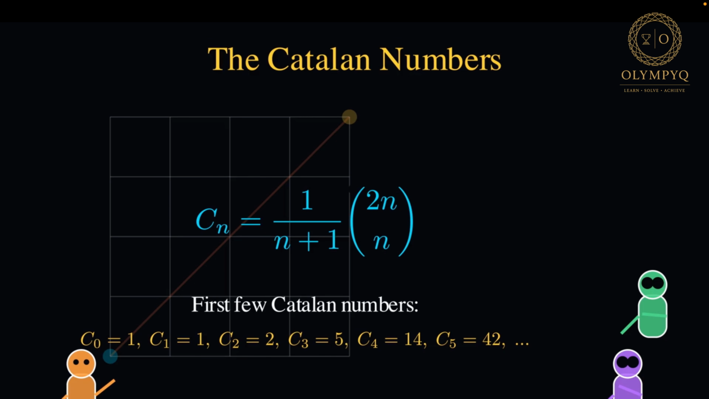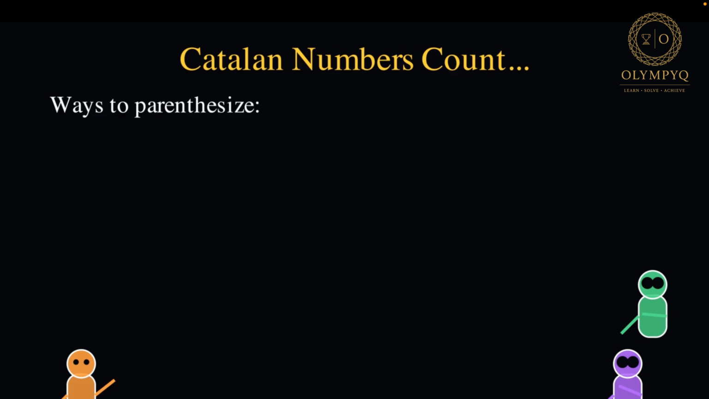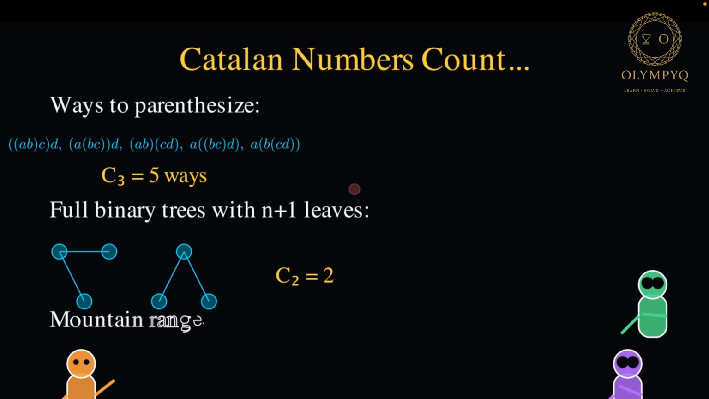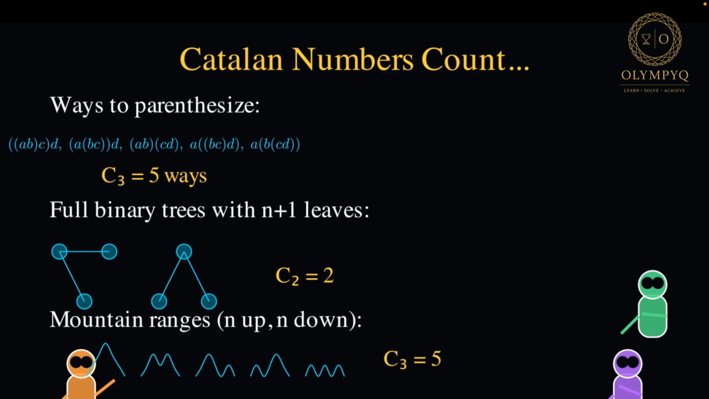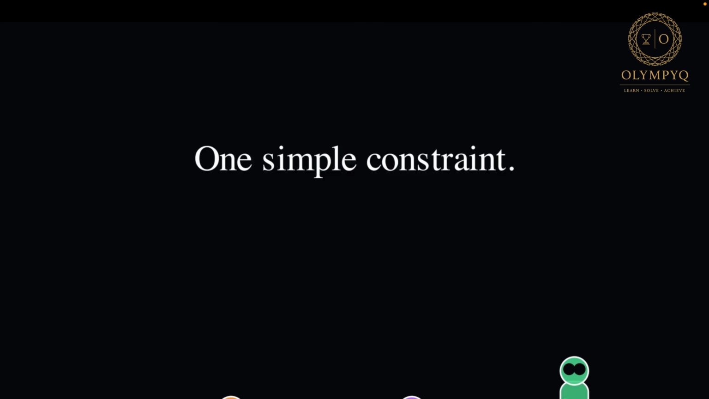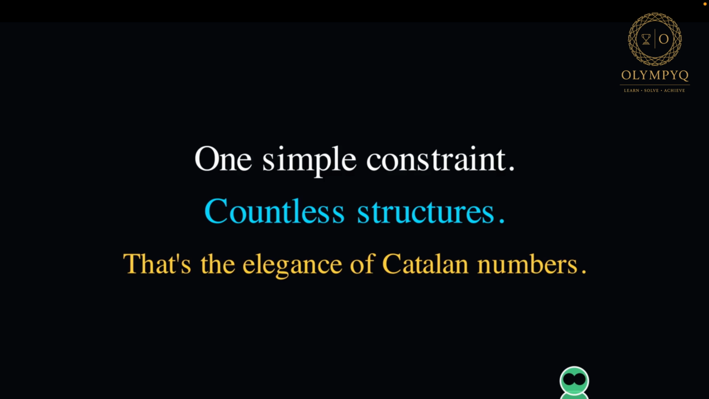Catalan numbers count so many things: the number of ways to correctly place parentheses in expressions, the number of branching trees with n plus 1 leaves, the number of mountain ranges that never dip below sea level. Different words, same number, isn't that beautiful? One simple constraint, countless structures, that's the elegance of Catalan numbers. A quiet reminder that even the simplest rule can lead to infinite wonders.